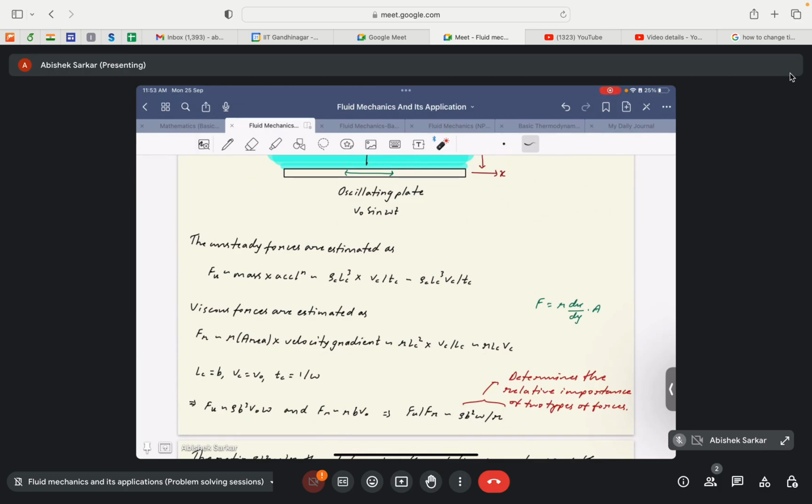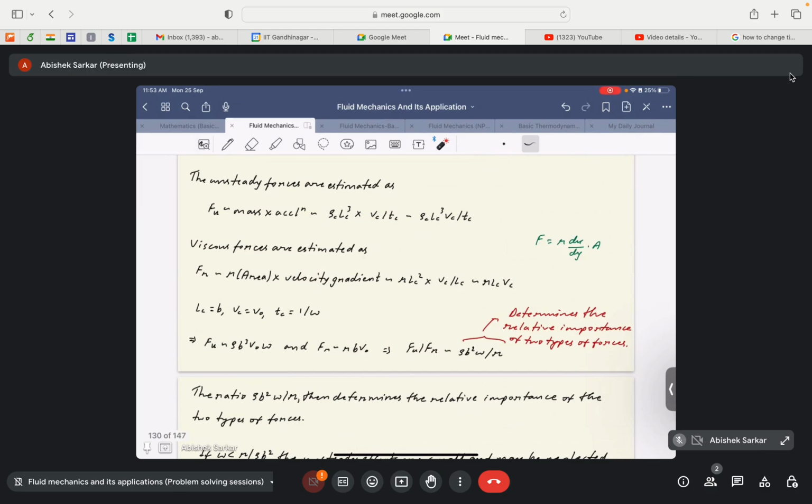Since the dimension of 1 by omega gives us seconds, we can take the characteristic time scale for this particular problem as 1 by omega. How to choose the characteristic scales, as I said, comes from experience. We solve different kinds of problems and see different kinds of experiments, so this comes from experience. In future, for certain problems that are quite new or being analyzed for research at the present day, it might happen that the characteristic length scale a particular scientist chose would be different from the characteristic length or velocity scale that a scientist solving the same problem 50 years later would choose.